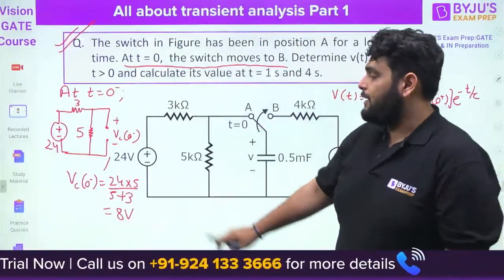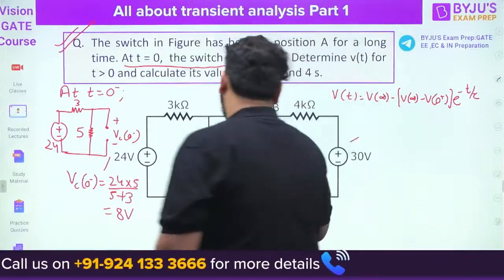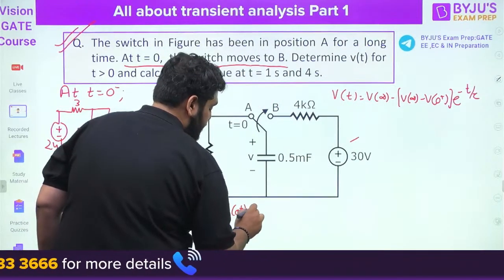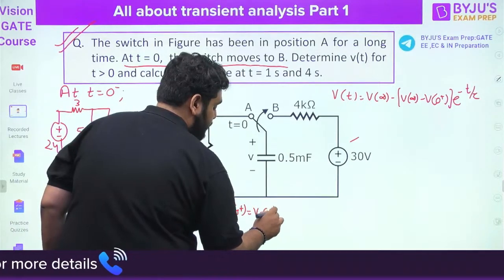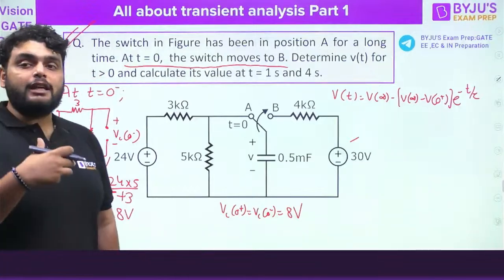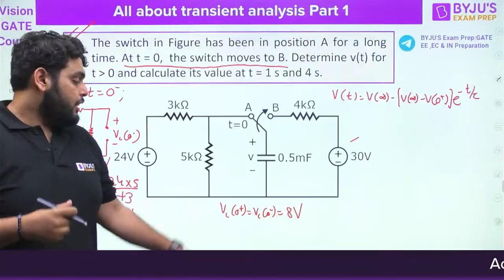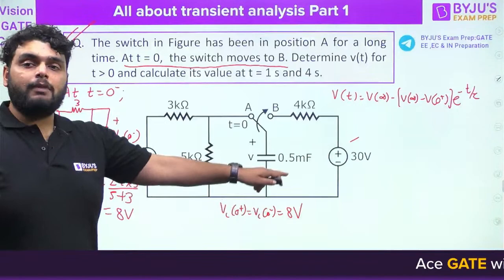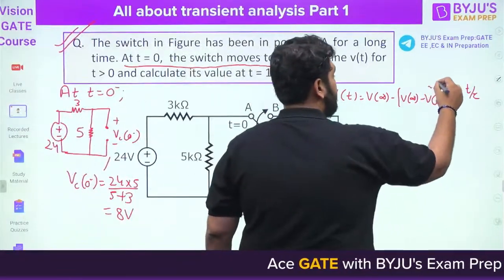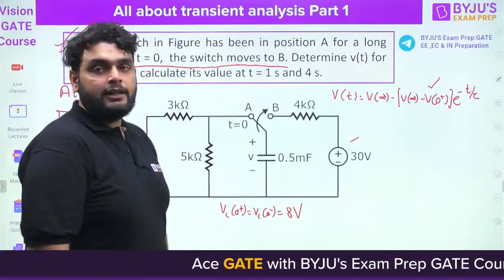If VC0 minus is 8 volt, then according to the property of capacitor, VC0 plus equal to VC0 minus, it is also 8 volt. According to the property of capacitor, the voltage does not change suddenly. So VC0 plus equal to VC0 minus is equal to 8 volt. So we have found the initial voltage.